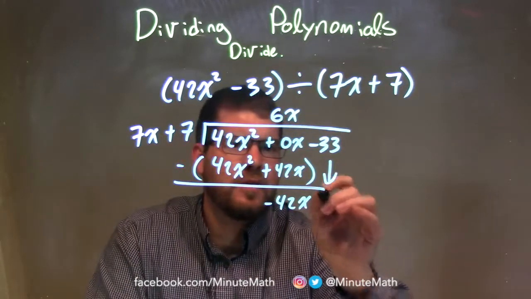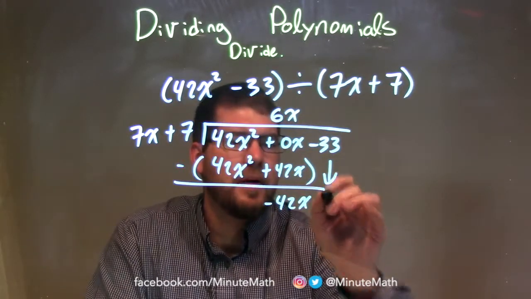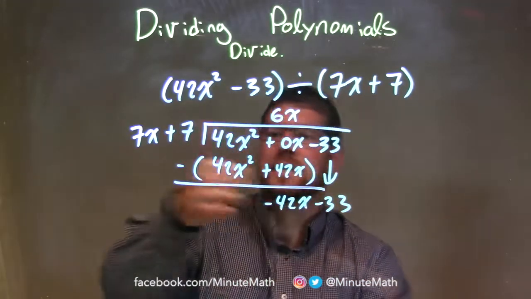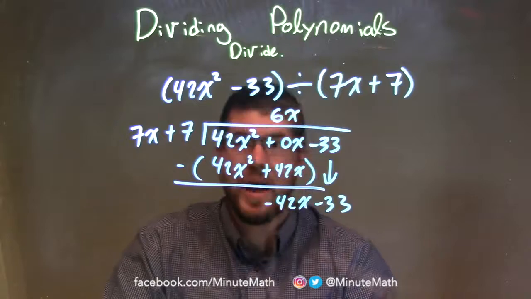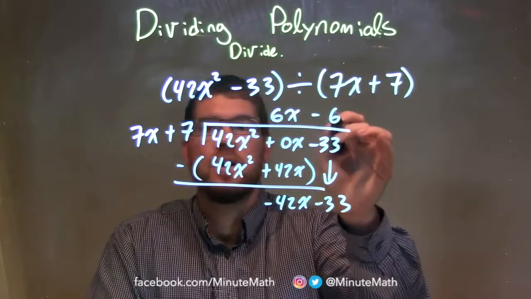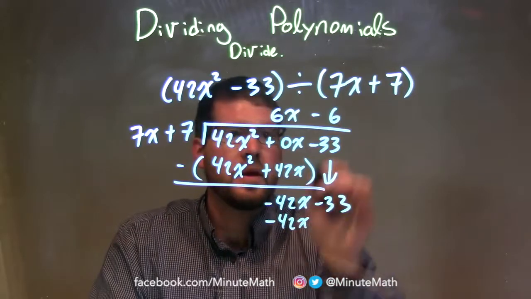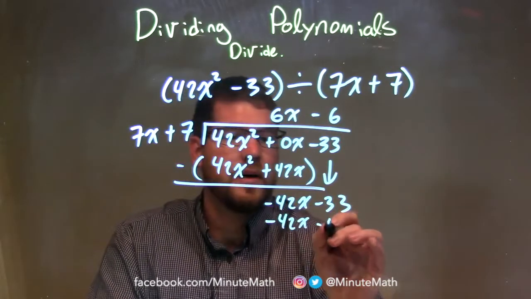It does look nicer, I think, in these videos. But anyway, minus 33 comes down. So now I ask the question, what times 7x gives me a negative 42x? And that's just a minus 6. So minus 6 times 7x is a negative 42x. Minus 6 times 7 is just a minus 42.